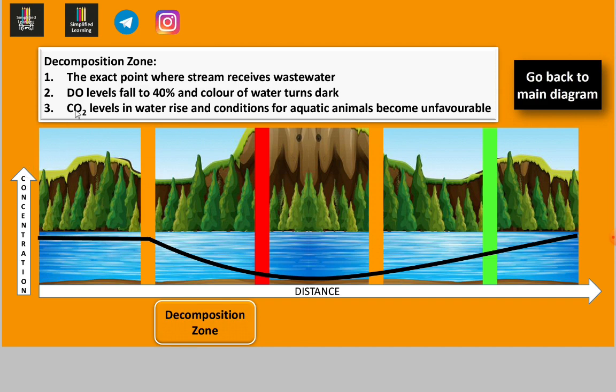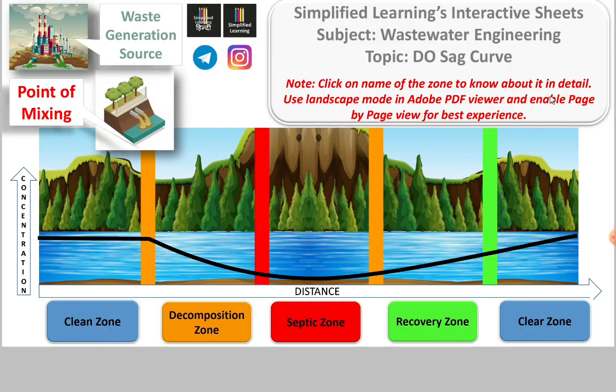For example, regarding the decomposition zone, it is shown that it is the exact point where the stream is receiving the wastewater from the outfall point. Then it shows the DO level at that specific zone, the CO2 levels, and the condition of aquatic animals. From here you can go back to the main diagram where you can choose another zone.